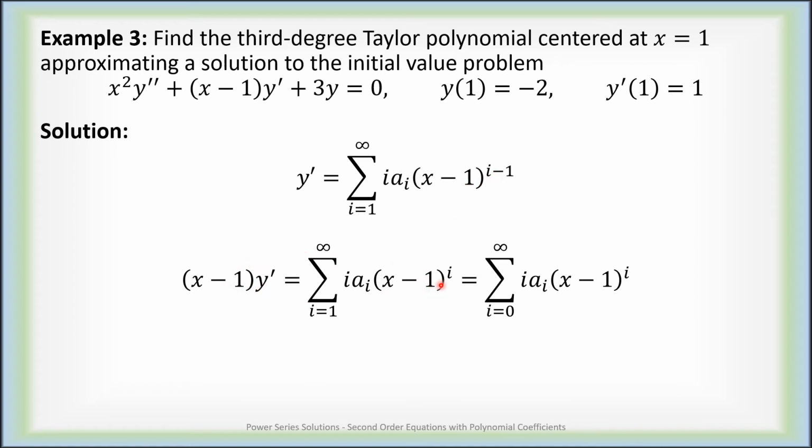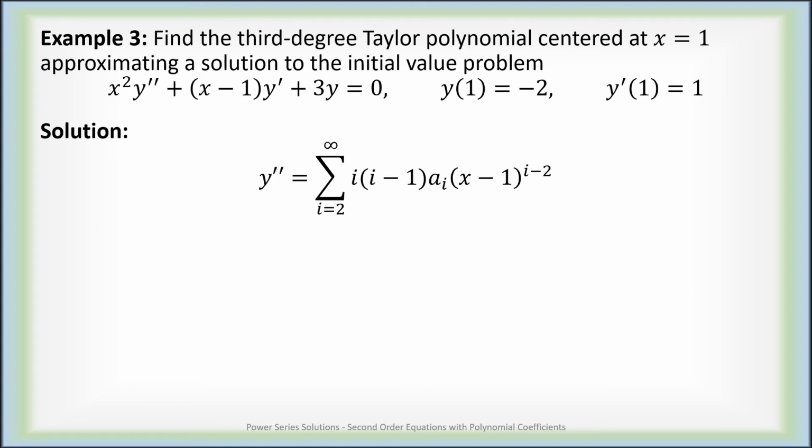That increases this power by 1. So instead of being to the I minus 1, it's now to the I power. Our power series did start at index 1. However, the formula would predict for index 0, I times ai, that would just be 0 times something. So we can reincorporate that term without any cost. Now here is a general representation of y double prime. When I took two derivatives, the first two terms vanished. Therefore, this power series starts at index 2.